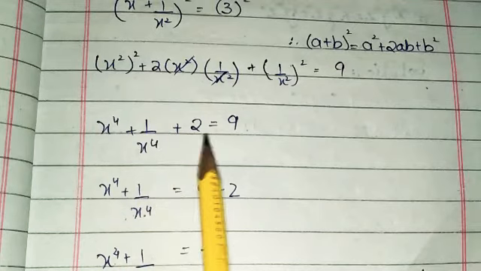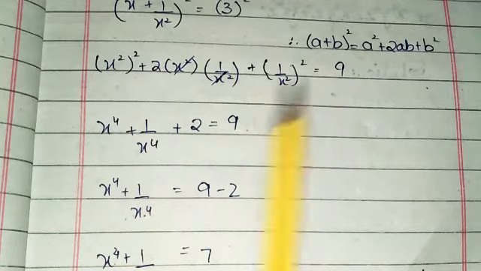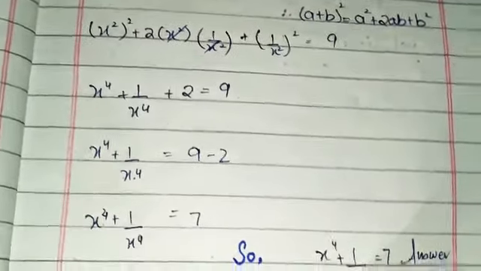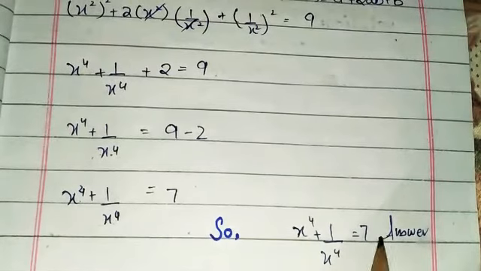Here we have plus 2 is equal to 9, because 3 square is equal to 9. Here we have plus 2 on other side, it will subtract from 9. After subtraction we got 7. So the value of x4 plus 1 over x4 is equal to 7.